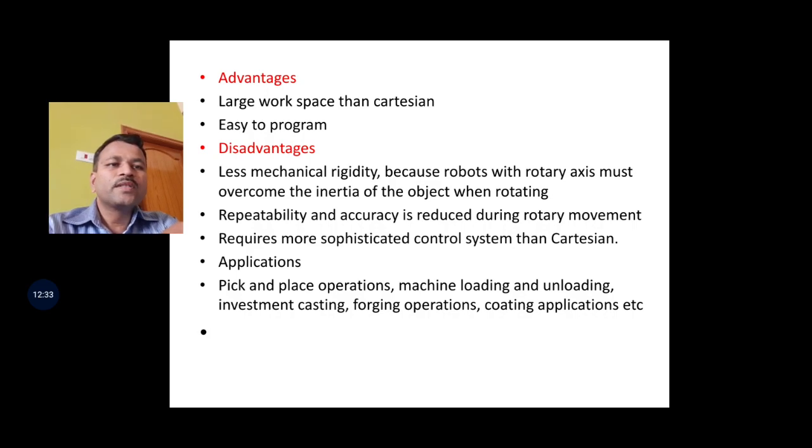Because robots with a rotary axis must overcome the inertia of the object when rotating. That is why, because the rotary axis is there, it has to overcome the inertia, and because of that less mechanical rigidity is there.